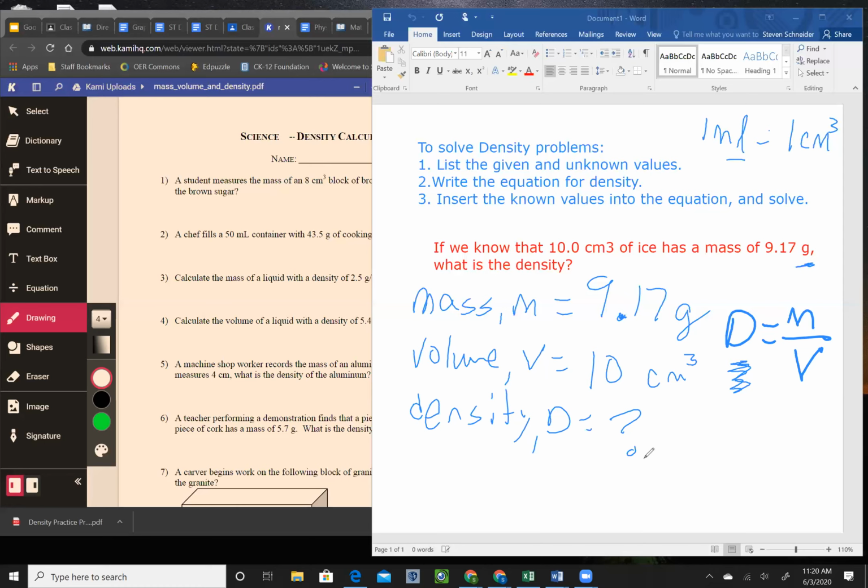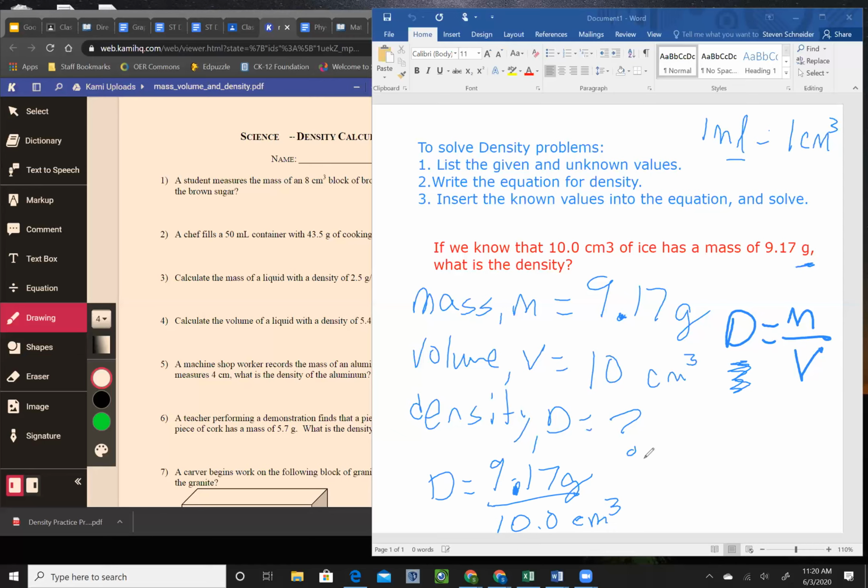All right. Well, we have the knowns and unknowns. We have the formula. The third step is just to insert them. So density, we're going to leave as a big D because we don't know it. But mass we can plug in is 9.17 grams, and divided by the volume, which in this case is 10.0. And again, you can put ml or cubic centimeters. You can put either one of those.